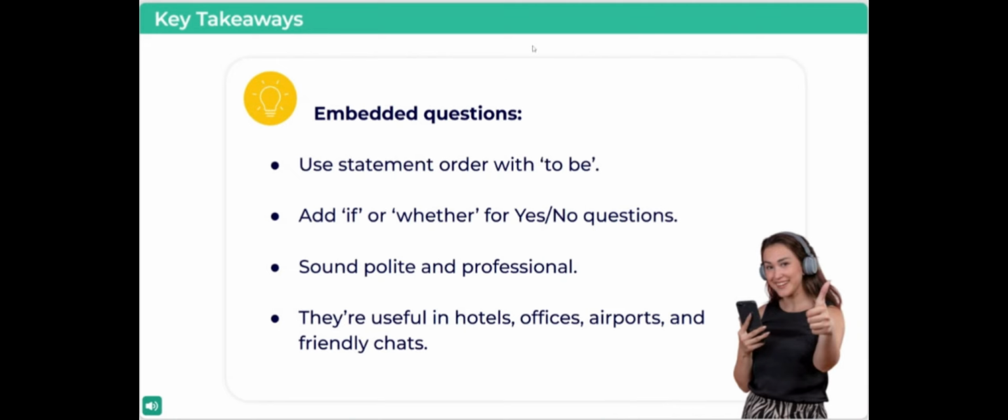We have some key takeaways as well for you. Embedded questions: use statement order with to be. Add if or whether for yes/no questions. Sound polite and professional. And some useful contexts, of course, they're useful in hotels, offices, airports, and friendly chats.